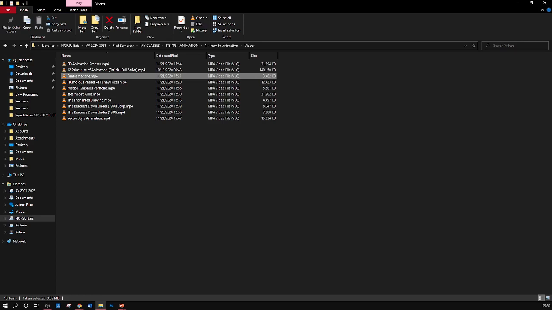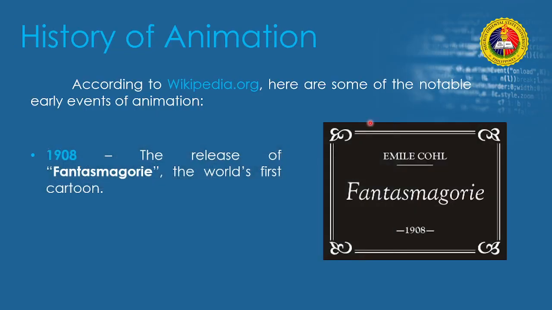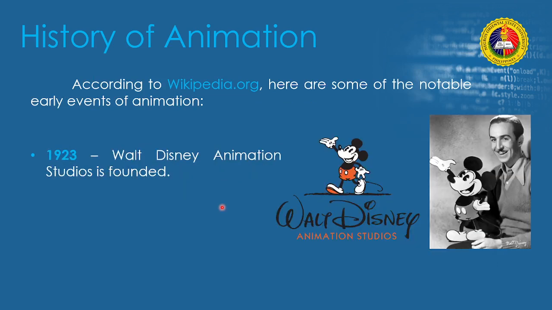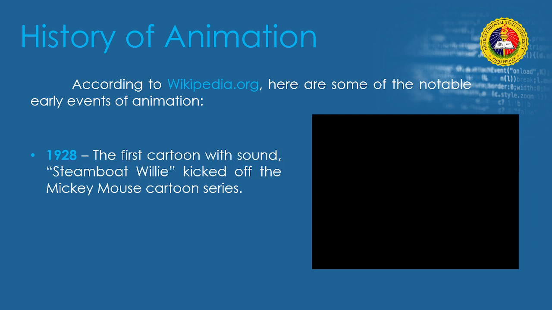So it was released in 1908. And then in 1923, Walt Disney Animation Studios was founded. So this is Walt Disney, and here we have our very first Disney cartoon character, Mickey Mouse, and it was founded in 1923. And in 1928, the first cartoon with sound, Steamboat Willie, kicked off the Mickey Mouse cartoon series. So let me try to play it for you.